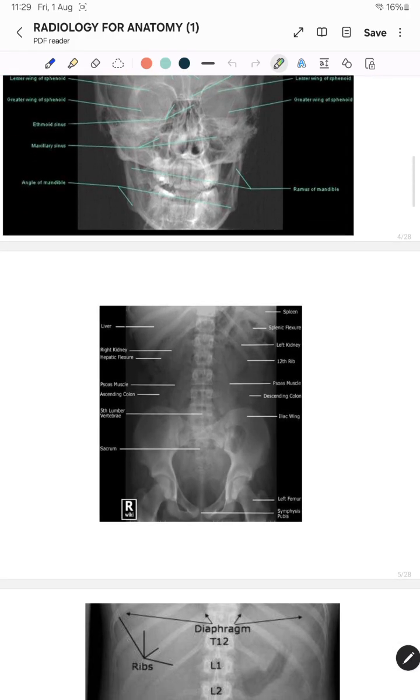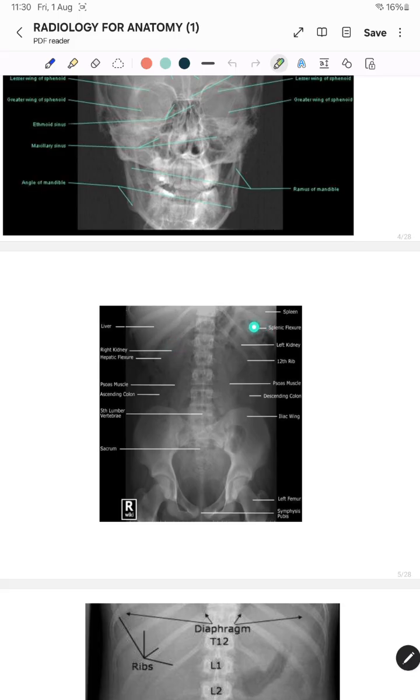This is the X-ray of the abdomen region and the pelvic region. We can see L5, L4, L3, L2, L1. And this is the sacrum. We can see the sacroiliac joint, the ilium bone. Here this is the shadow of the liver. This is the kidney.